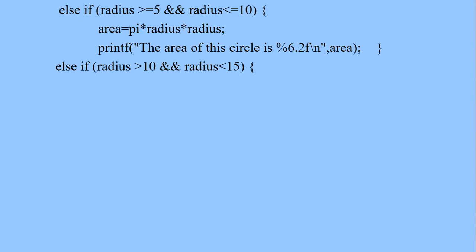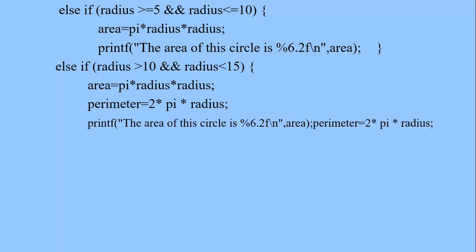Otherwise, if radius is greater than 10 and it is less than 15, do the following calculations. Calculate area by multiplying the content of radius by itself times pi, the answer assigned in memory location called area. Then calculate perimeter. Pick the content of memory location called radius, multiply with the content of memory location called pi, multiply by 2, assign the result to the memory location called perimeter. Then display the area of this circle is, pick what's in the memory location called area, display it on the screen, formatted into 6 characters, 2 of them being reserved for the decimal point.